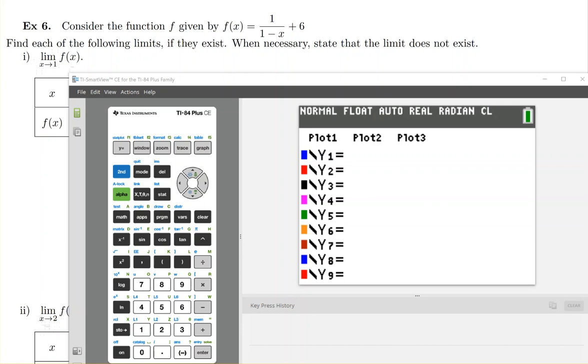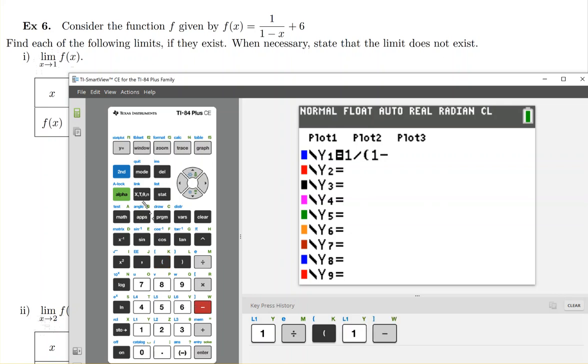So let's type in the function first of all. Go to the y menu and then click 1 divided by parentheses, then 1 minus x. Close the parentheses and then plus 6 on the outside. There we go, that's the function.